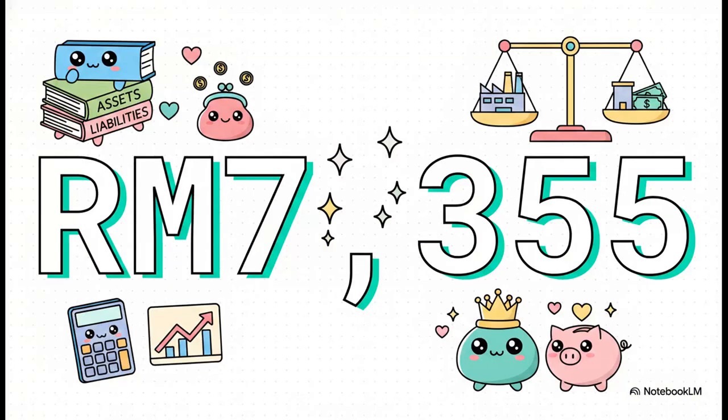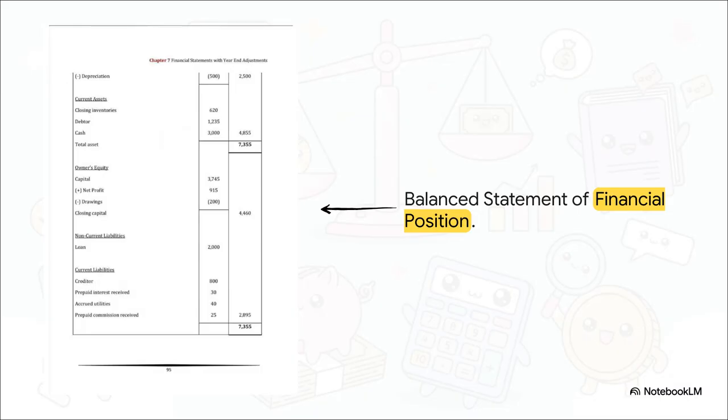So we list out our non-current assets, making sure to deduct the accumulated depreciation. We add in our current assets, and we total the whole thing up. Then we do the exact same process for owner's equity plus our liabilities. And, fingers crossed, if we did every single piece of math correctly and applied every adjustment with care, our total assets will perfectly equal our equity and liabilities at exactly RM7,355. Here is the glorious final view.